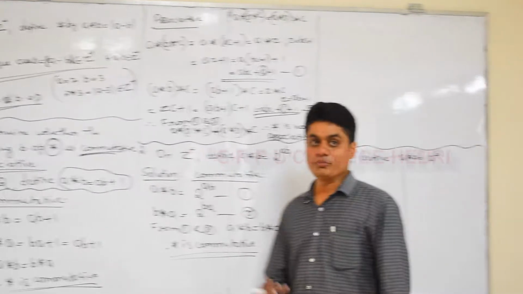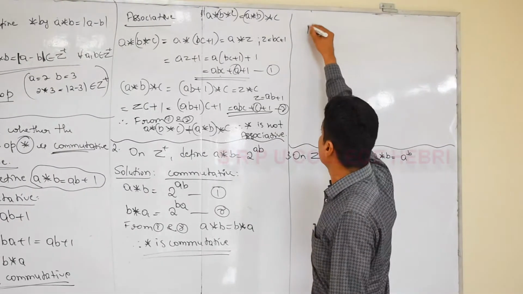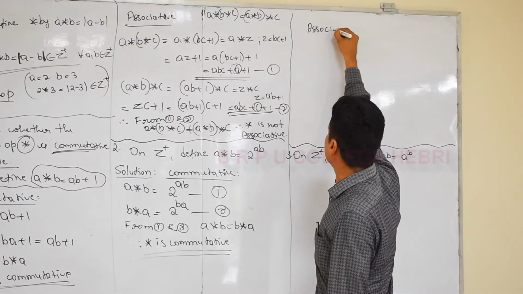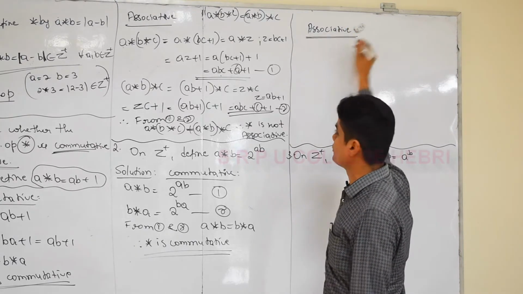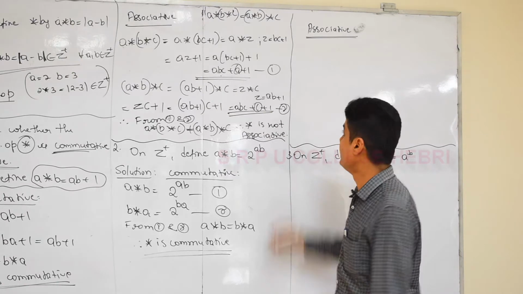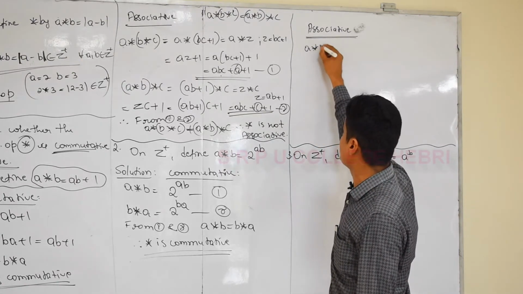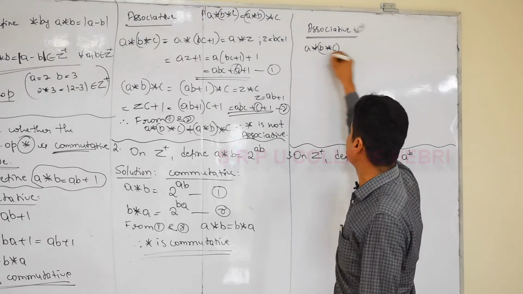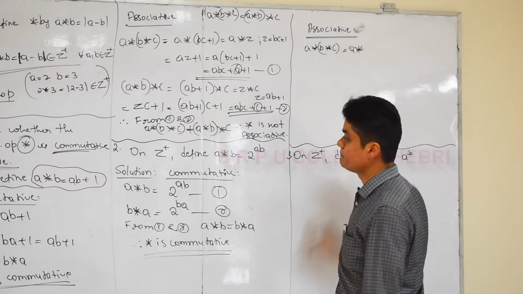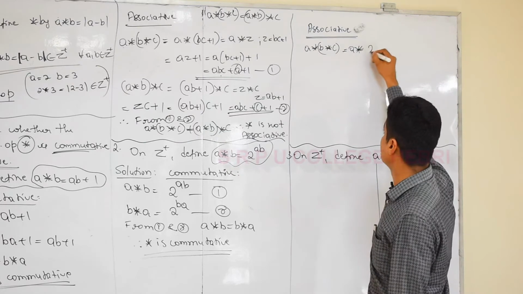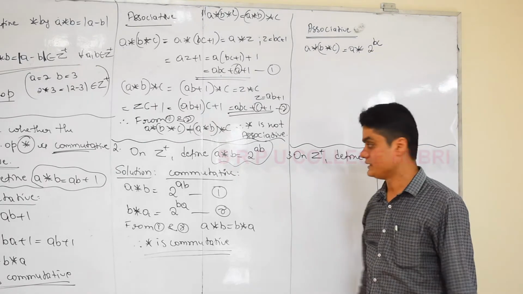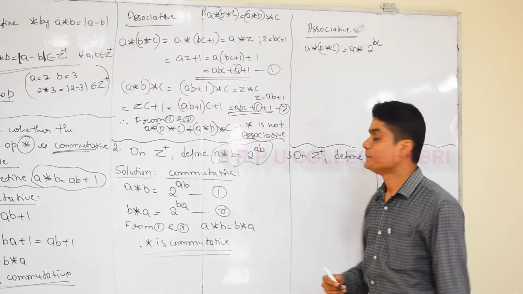Next part, commutative is over, right? Next, what do we have to prove? We have to check whether it is associative or not. The same conditions we have to verify. So first, A star B star C, it is A star B, then B star C. What is B star C? It is 2 power BC, correct? 2 power AB becomes 2 power BC.